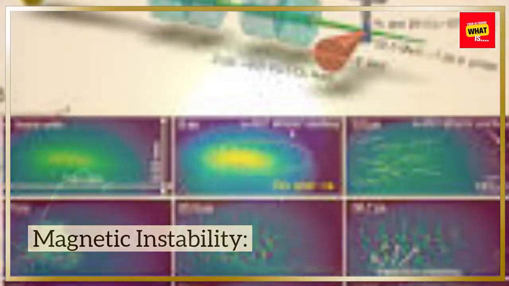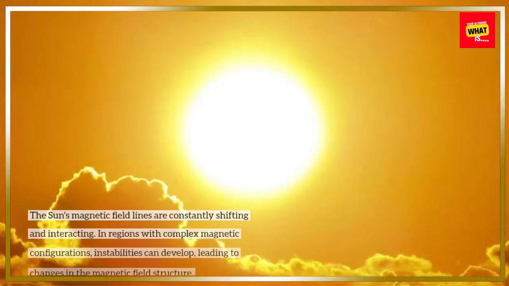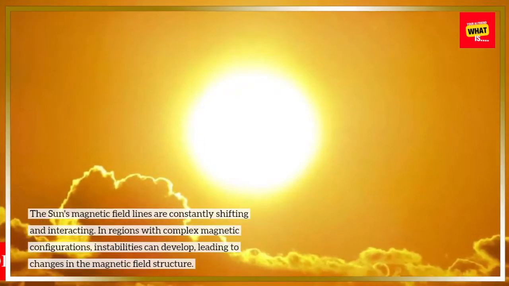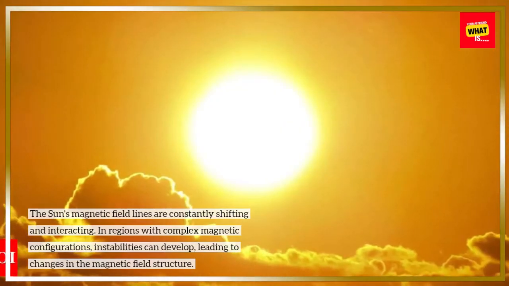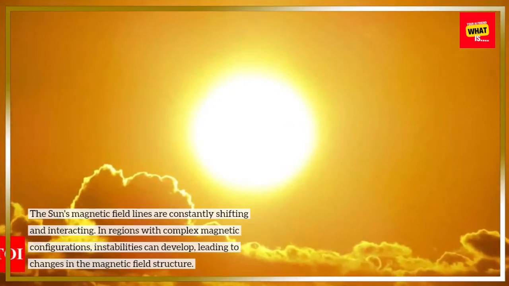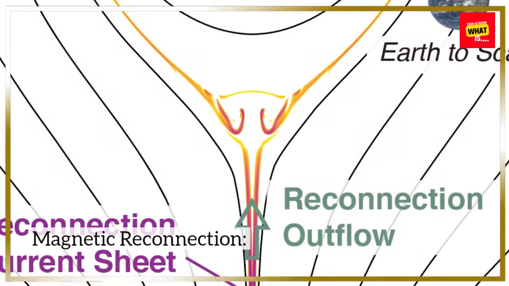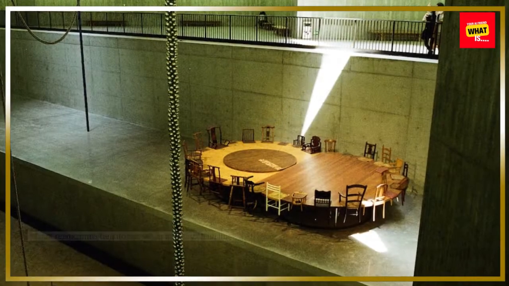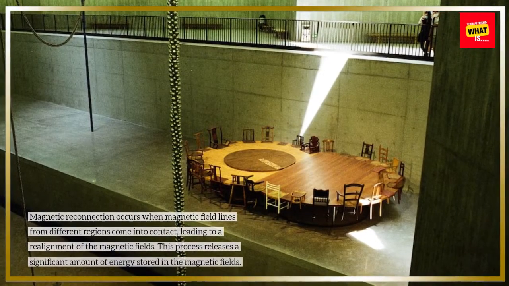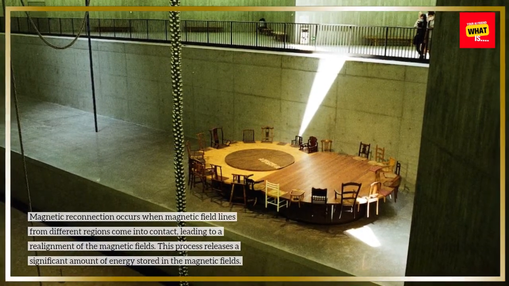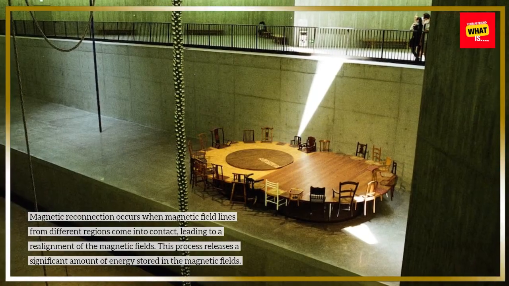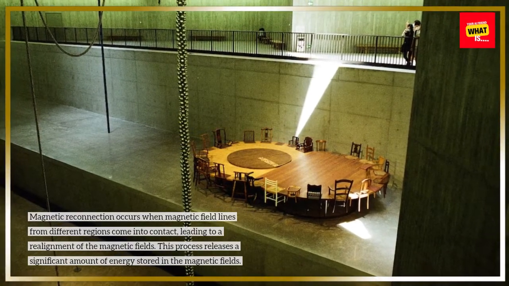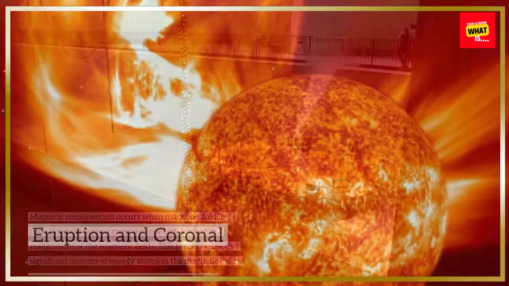Magnetic instability. The Sun's magnetic field lines are constantly shifting and interacting. In regions with complex magnetic configurations, instabilities can develop, leading to changes in the magnetic field structure. Magnetic reconnection. Magnetic reconnection occurs when magnetic field lines from different regions come into contact, leading to a realignment of the magnetic fields. This process releases a significant amount of energy stored in the magnetic fields.